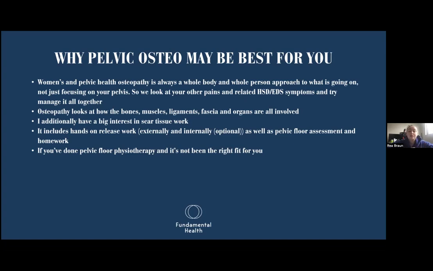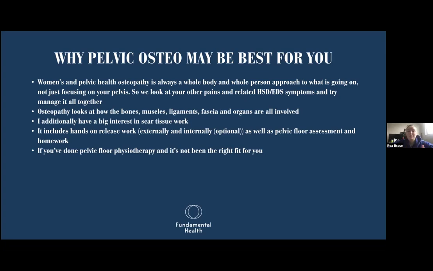I usually describe it that it's more based on the practitioner than it ever is the profession. I know some absolutely fabulous pelvic health physios, but it's all about, is someone going to look at you as a whole person and your whole body and how that's contributing to what's going on, or are they just focusing on your pelvis? It's kind of like when you go see a hand physio, they're just going to look at your hand.